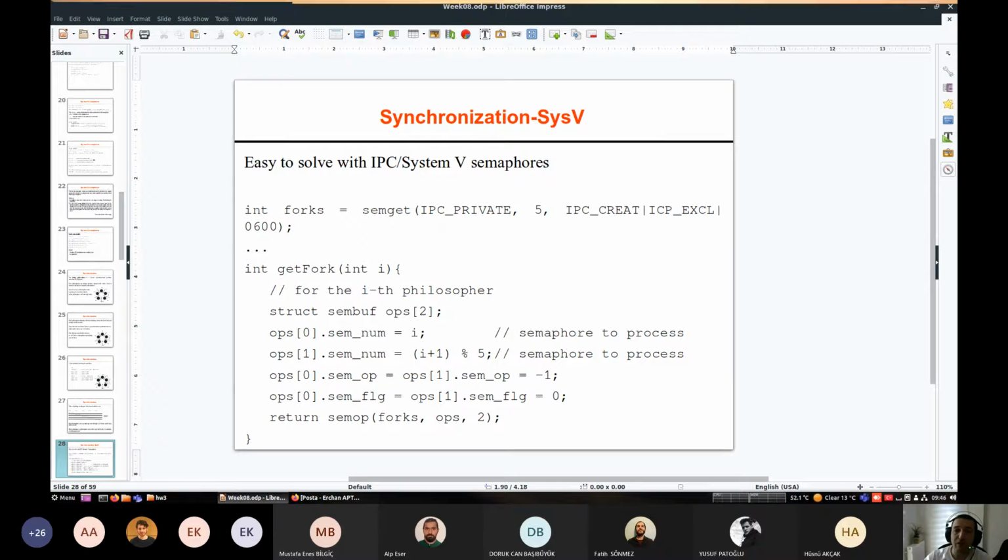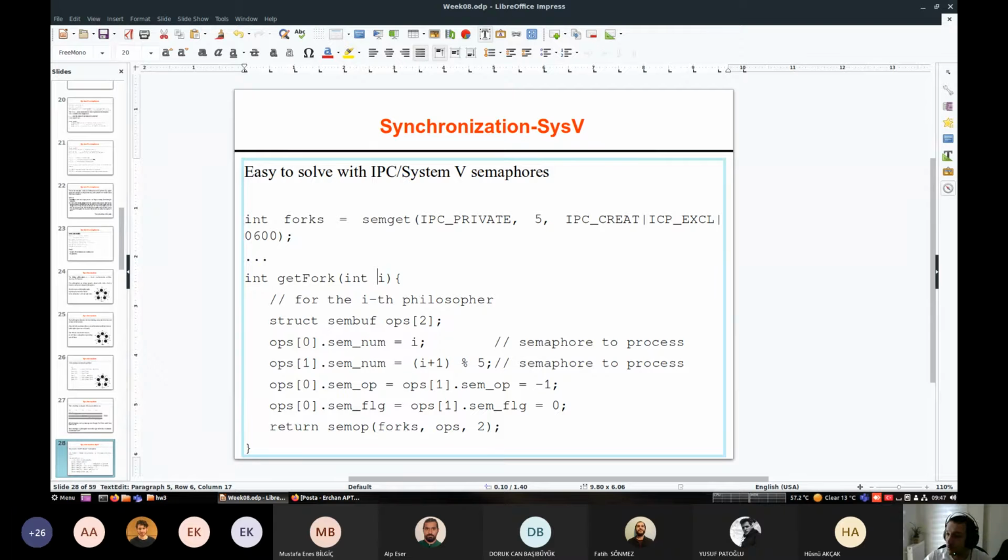It's very easy. So if you want to get the forks for philosopher I from 0 to 4, for the ith philosopher, we need two operations, one for the left fork and one for the right fork. So we need which semaphores? The ith semaphore and the I plus 1 modulo 5 semaphore. So 0 and 1, 1 and 2, 2 and 3, 4 and 0, and so on. And what are we going to do with them? Very simply, we are going to decrement them, -1. So we are performing a wait operation.